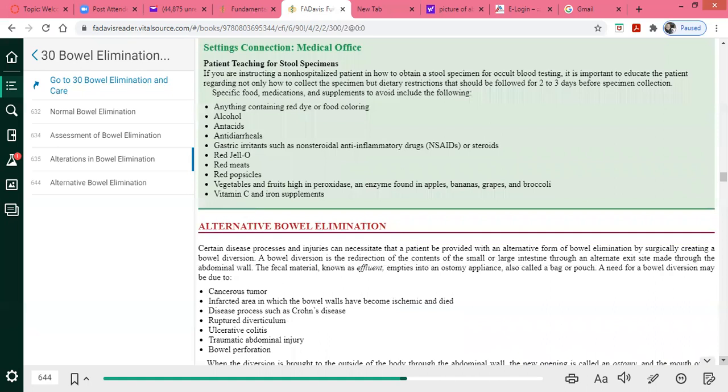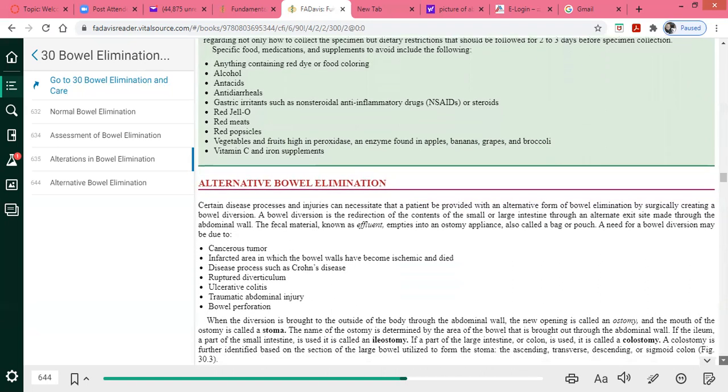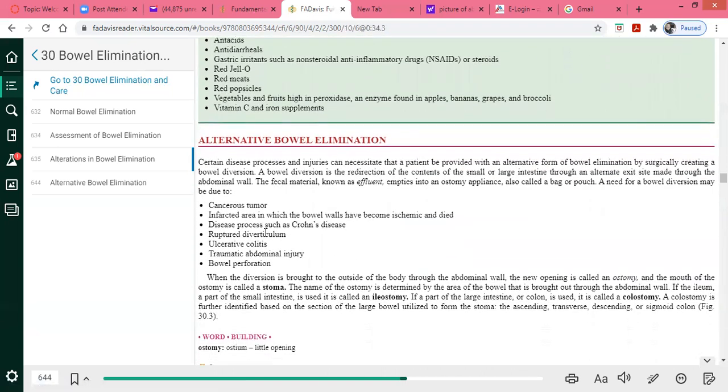And it talks about reasons a bowel diversion is necessary. Individuals who have cancerous tumors, individuals who have ulcerative colitis. The ulcerative colitis can damage a portion of the colon, where some diversion needs to occur.